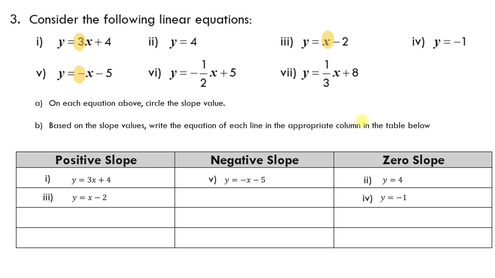Y equals negative 1/2 x plus 5. The coefficient of the x term is negative 1/2, which means the slope is negative. And equation number 7, y equals 1/3 x plus 8. 1/3 is a positive number, so it gets put in the positive slope column.